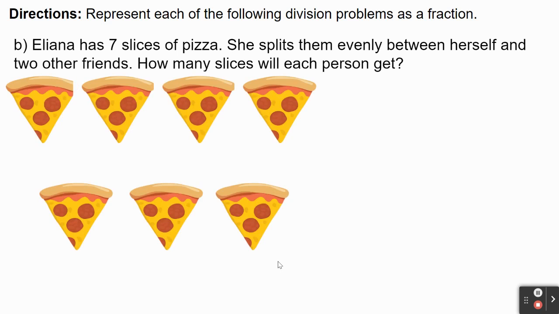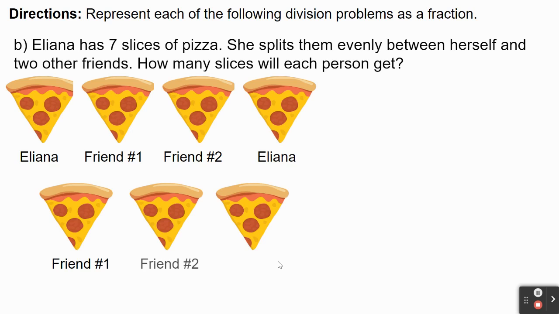Well, here we have 7 slices. We're going to give this first slice to Eliana, the second slice to friend number 1, and the third slice to friend number 2. Eliana is going to get the next piece, and then friend number 1, and then friend number 2. We have 1 slice of pizza left, but that's not enough to give each person 1 more slice. But what we can do is cut this 1 slice into 3 equal parts.